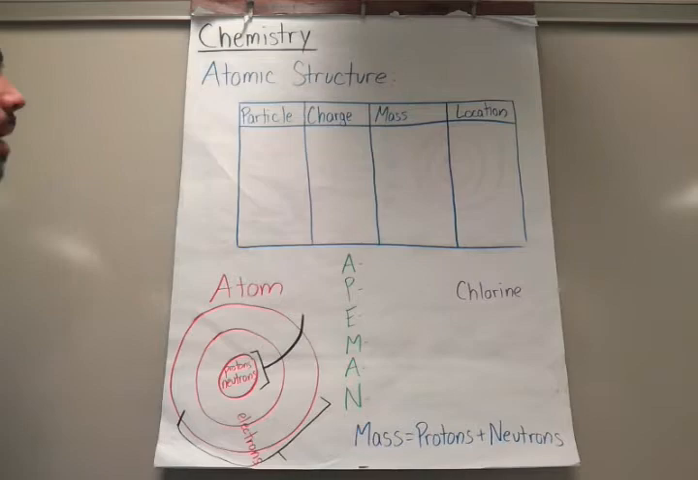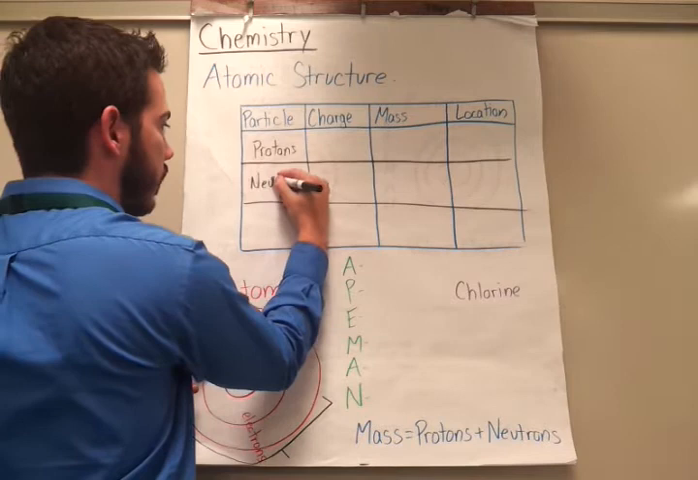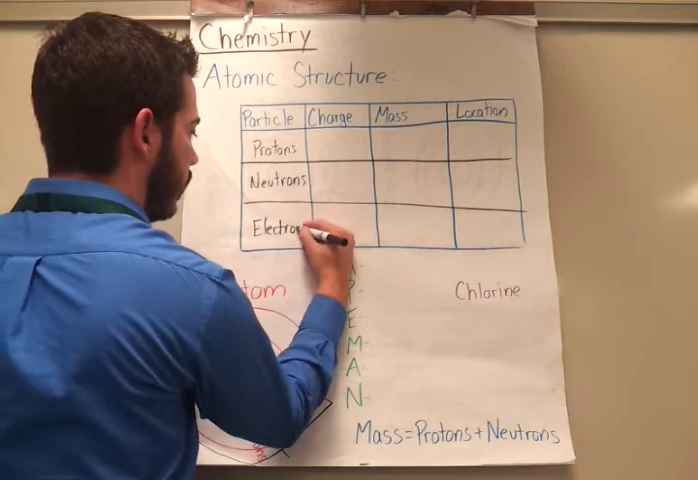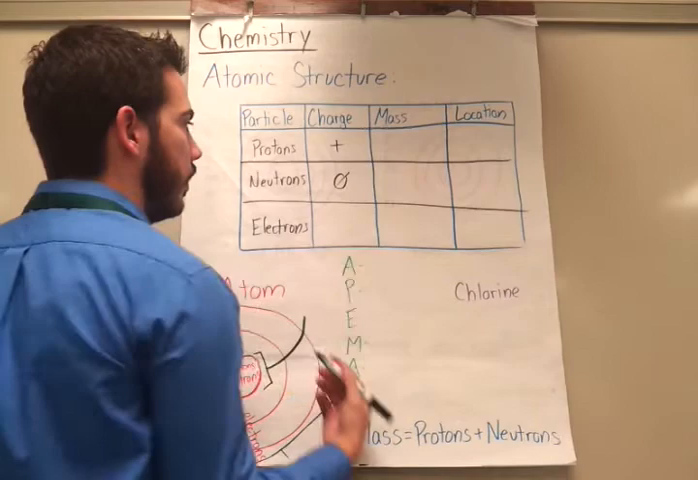We know that atoms are made of three main particles, and those particles are protons, neutrons, and electrons. So atoms are made of those three things. Protons have a positive charge. Neutrons have a neutral charge, or a charge of zero, no charge, not positive or negative. And the electrons have a negative charge.